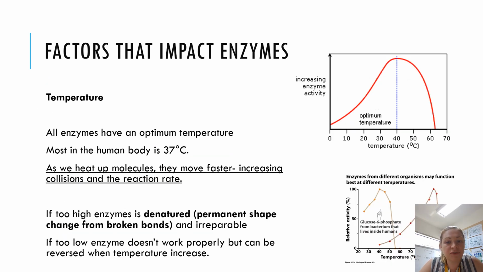Another factor that influences the rate of reaction in enzymes is temperature. So all enzymes have an optimal temperature. Most of the enzymes in the human body have an optimal temperature of 37 because that's what our internal body temperature is. Okay, so if an enzyme's temperature or its environment becomes too high, the enzyme will denature.